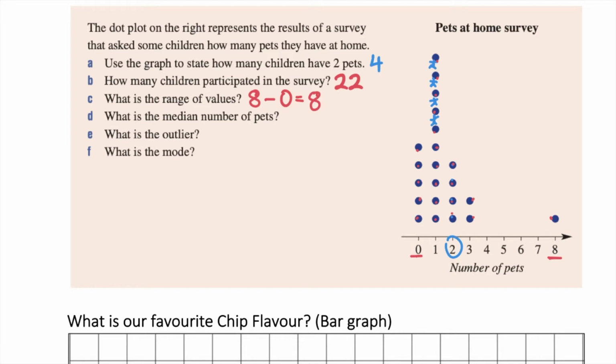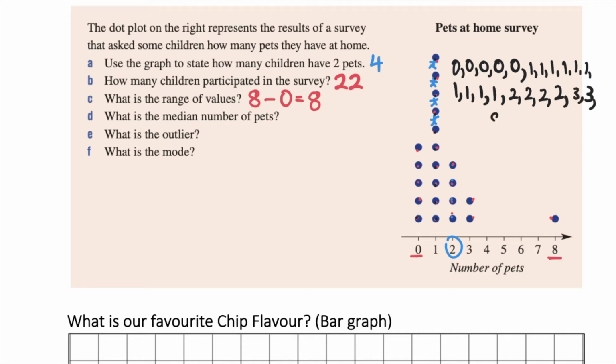The median number of pets. So remember, for the median, order your numbers from smallest to largest. So there is a way to do it with the dots, but I'm going to start by actually writing down. So we had 5 zeros. And then we had 10 ones. 4 people had 2. 2 people had 3. And 1 had 8.